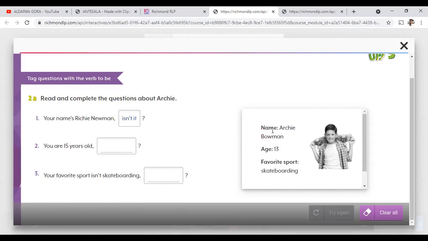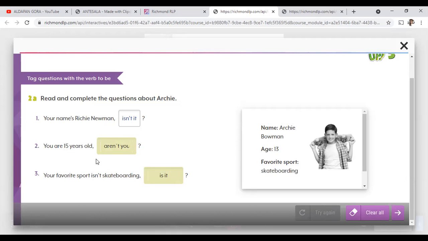Very good. We have in here 3 questions. The first, your name's Rishi Newman, isn't it? Number 2, you are 15 years old. What is the tag question? Aren't you? Aren't you? Very good. Number 3, your favorite sport isn't skateboarding. Is it? Okay, very good.